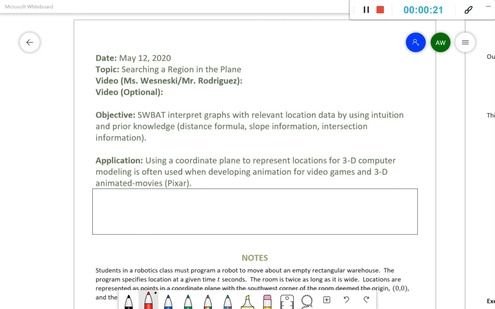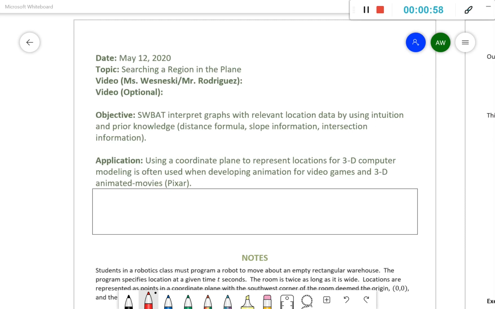So our objective today is that students will be able to interpret graphs with relevant location data by using intuition and prior knowledge, such as the distance formula, slope information, intersection information, etc. So we're going to take all of these tools that you used in Algebra 1 or in your pre-algebra work in middle school, and we're going to apply them to location data, which I'll be showing you an example of today.